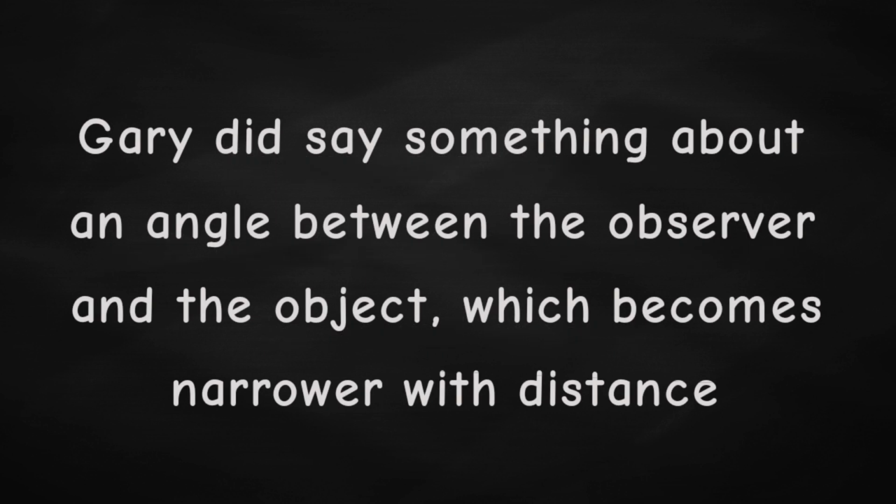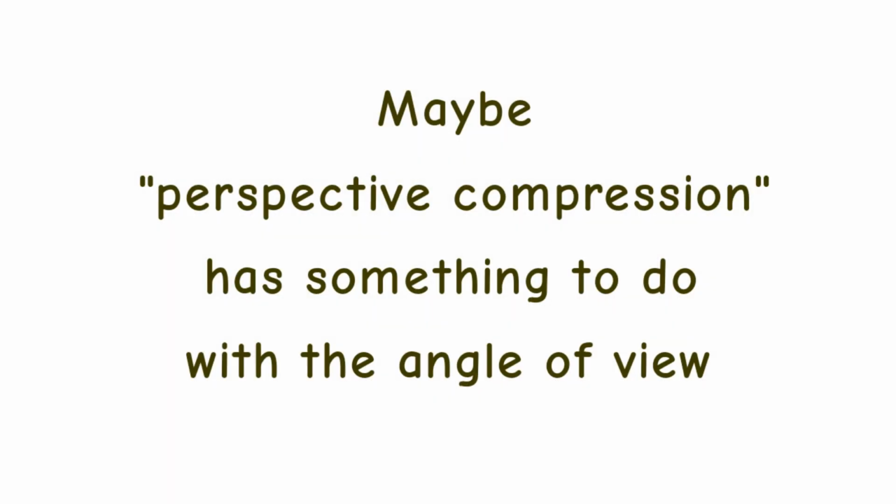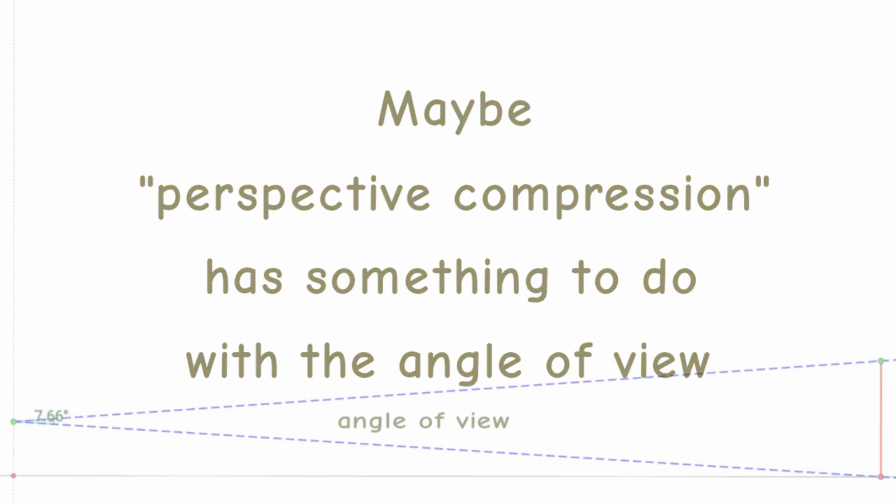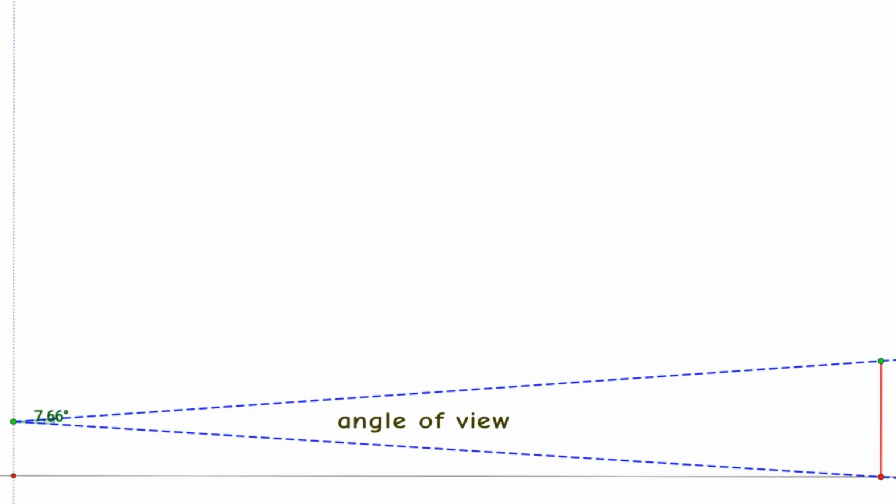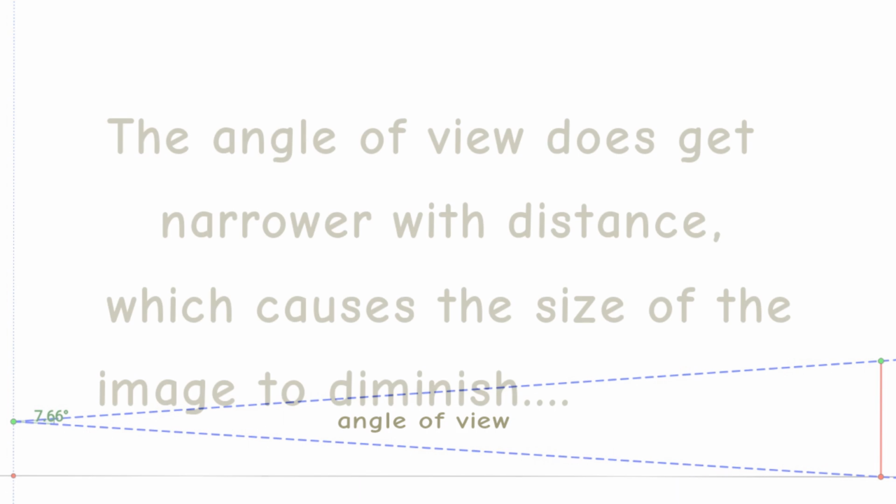Gary did mention something about an angle that is insufficient to resolve what's compressed into that angle. What angle is Gary talking about that compresses the image from the bottom up? Gary could be referring to the angle of view, which is the angle subtended by opposite edges of the image, for example, top and bottom.